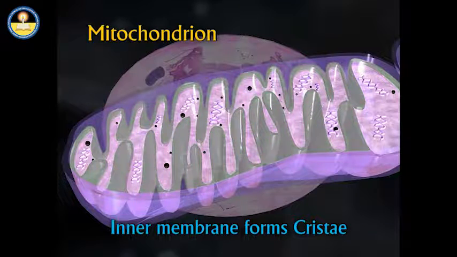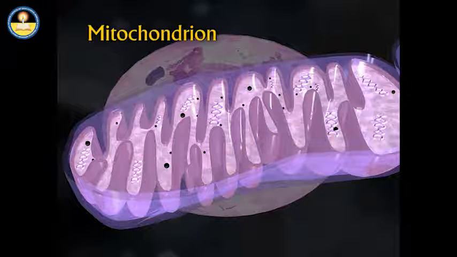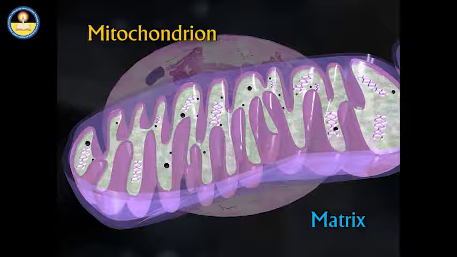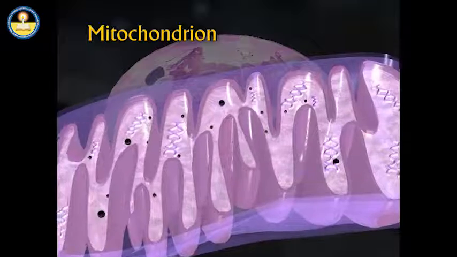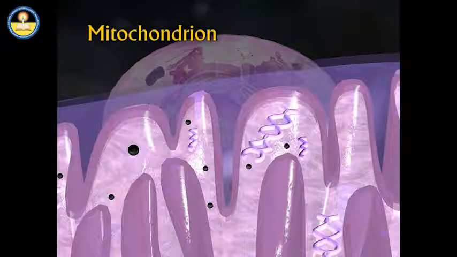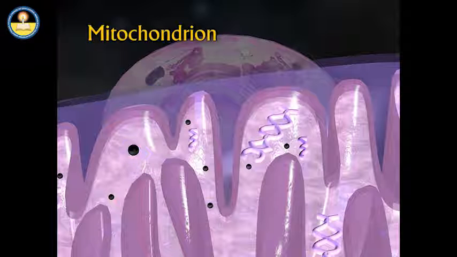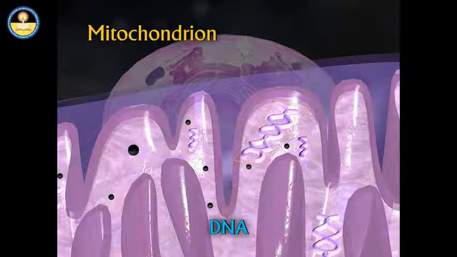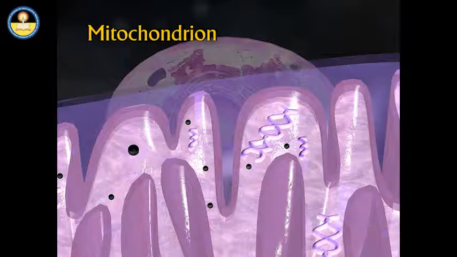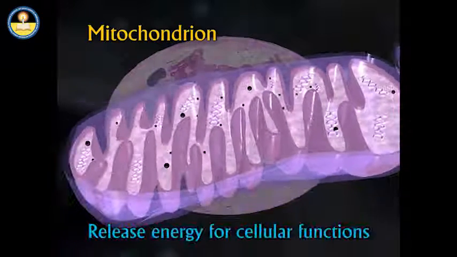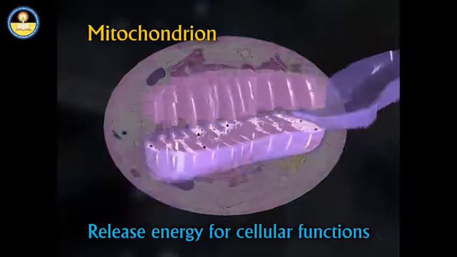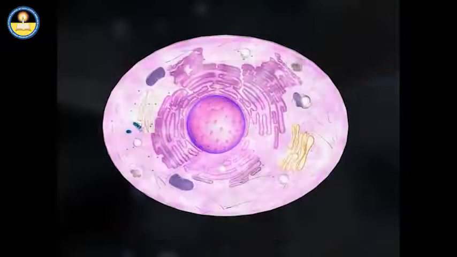The space between two membranes is known as inner membrane space and is filled with a fluid known as matrix. The matrix is a complex mixture of enzymes that are important for the synthesis of ATP molecules, special mitochondrial ribosomes, tRNAs and the mitochondrial DNA. Because of their capacity to produce energy for the cell, they are known as powerhouses of the cell.